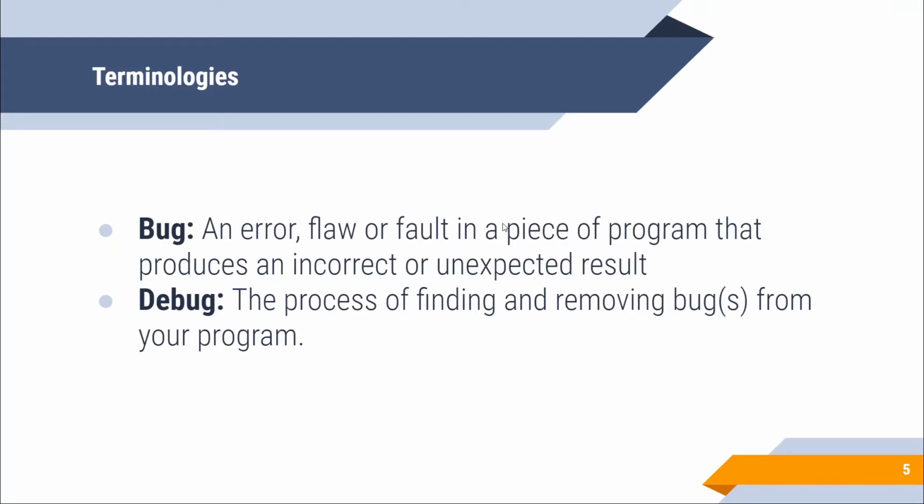Okay, so some terminologies here. Bug. A bug is an error or a flaw or a fault in a piece of a program that you wrote that produces an incorrect or unexpected result. And to solve those bugs, we use something called debugging, which is the process of finding and removing the bugs from the program that you wrote.